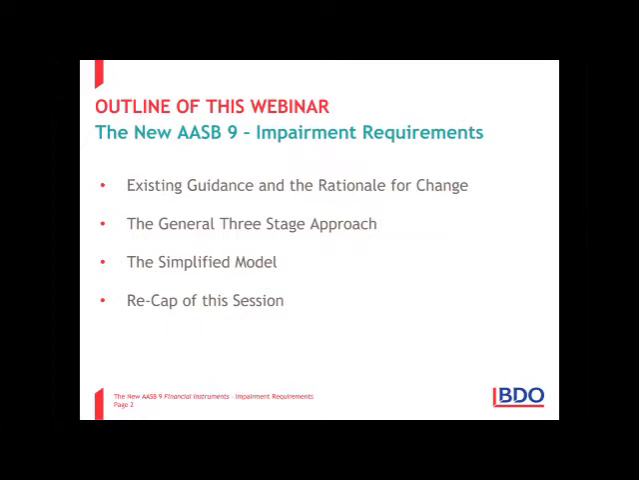So by looking at this outline, you'll see that I'm not trying to do all the details around impairment requirements. It's a complex area. I'm trying to give you an overview of the new impairment requirements. So what do we currently do? Overview of where we're moving to, and if you need further assistance, please contact me.